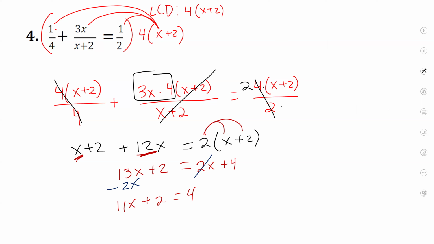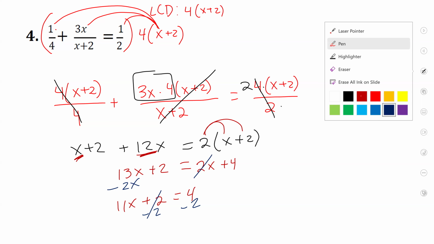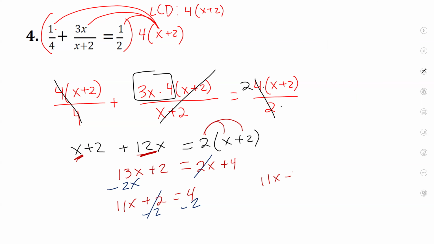Now we can subtract 2. Subtract 2. We get 11x equals 2. Divide both sides by 11. That's your answer.